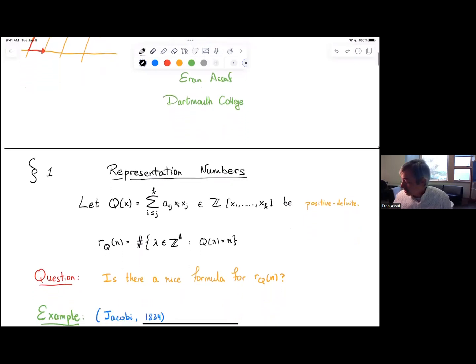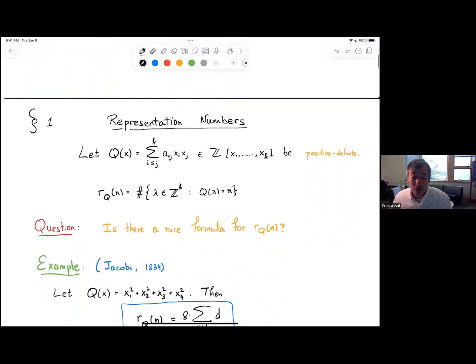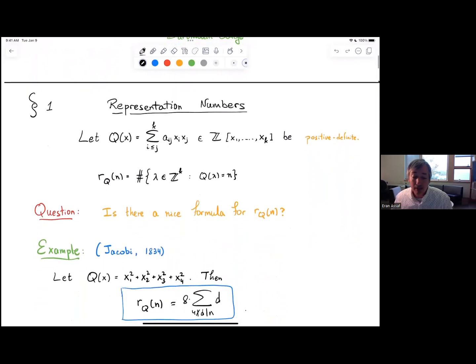So let's start with this very classical example of Jacobi. If we're looking just at the sum of 4 squares, then there's a very nice formula. Everyone would agree. Just sum over all the divisors of the number that are not divisible by 4 and multiply by 8. Let's just check a few numbers to see that it makes sense.